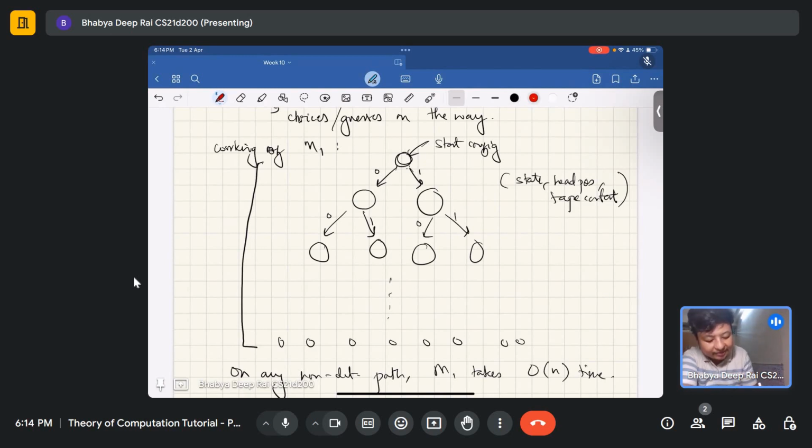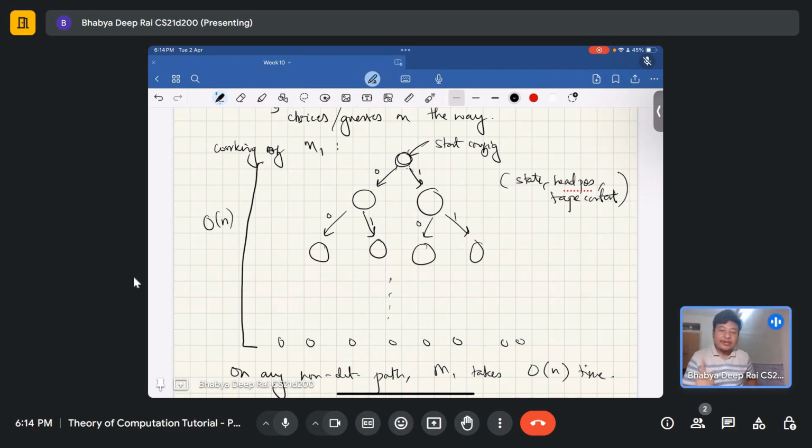Okay, so my machine may work like this. It may go this way, or it may take this way or this way. But what is the longest path possible? It is the running time of the machine, because exactly these arrows represent the steps of the Turing machine, right? The longest path of the machine will be at most order n. On any non-deterministic path, M1 takes order n time.